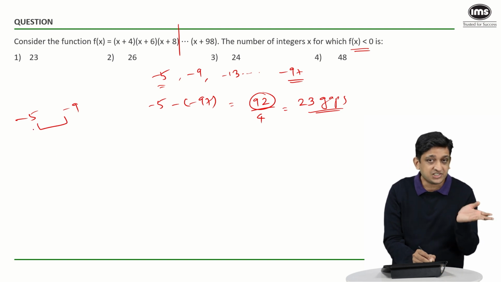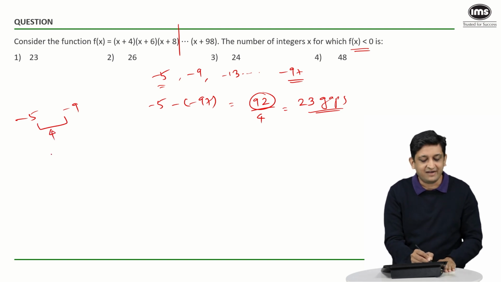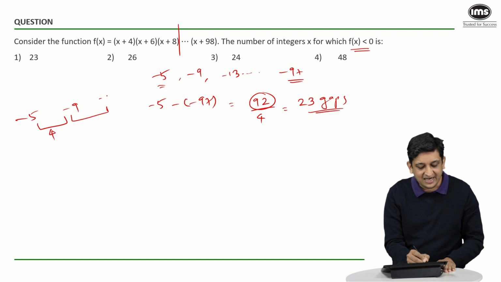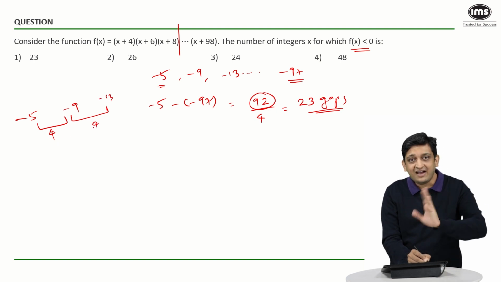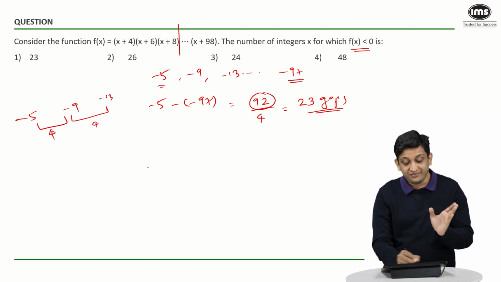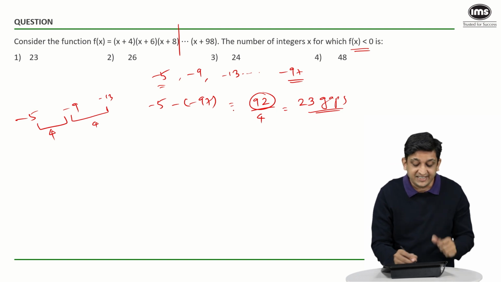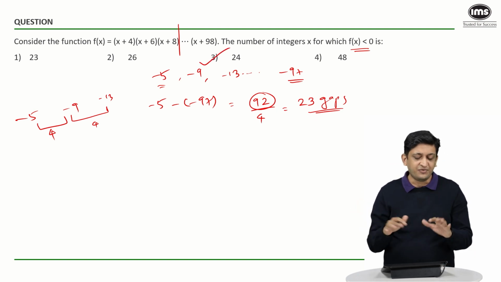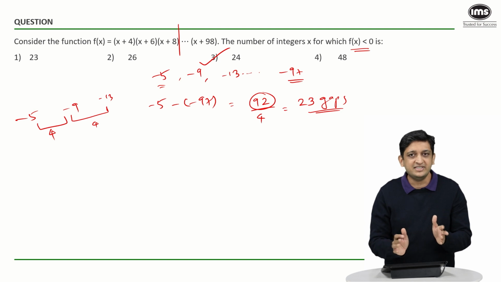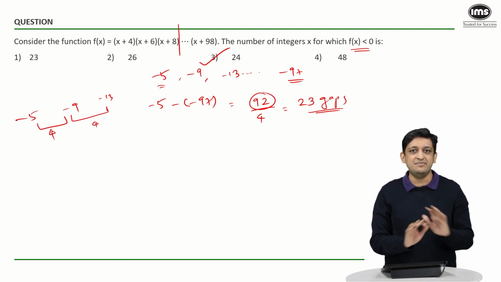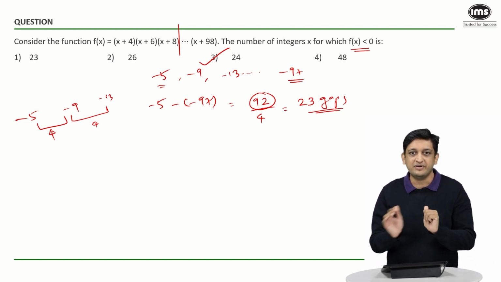So if I have minus 5 and minus 9, only then will I have a gap of 4. Minus 9 and minus 13, only then will I have 2 gaps of 4 each. So if I want to have 23 gaps, I need to have 24 numbers. That is one way of looking at it. The other way of looking at it is extremely easy, extremely straightforward. So I'll just show it to you quickly.